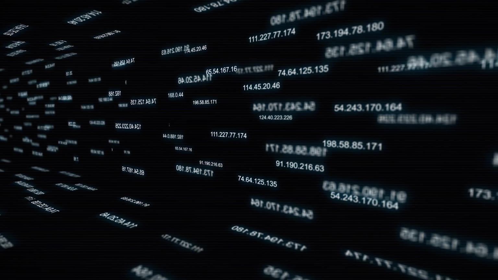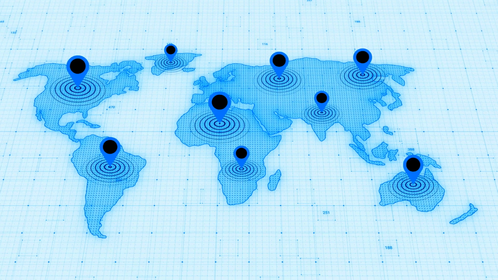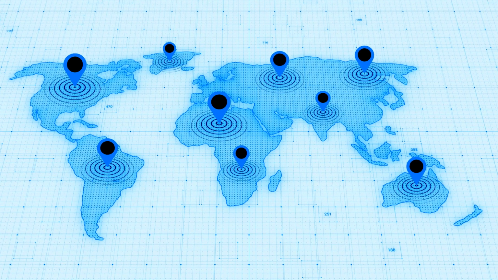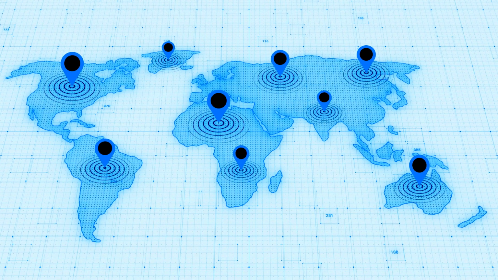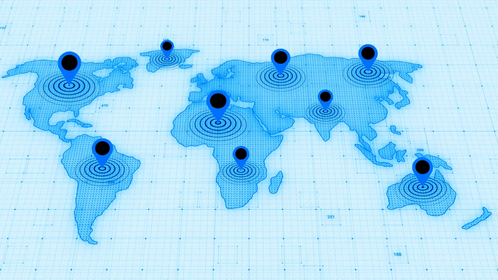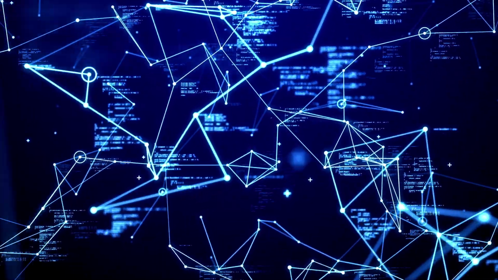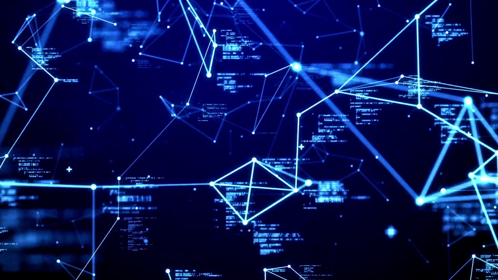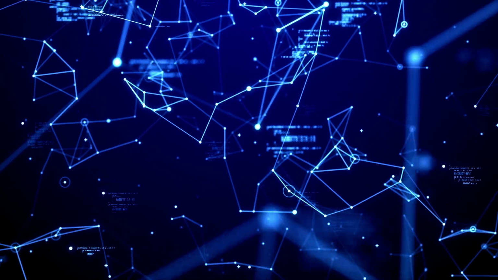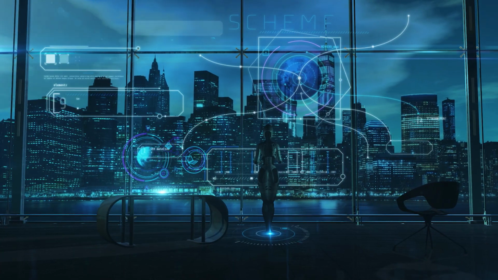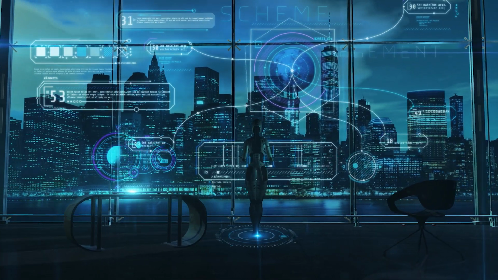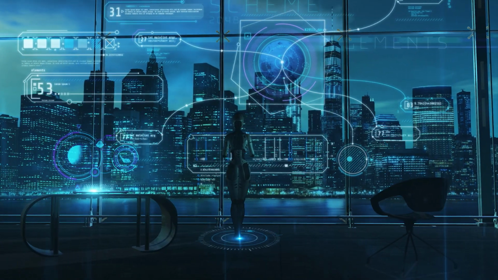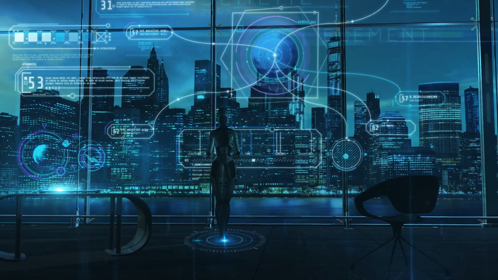Now, why are IP addresses important? They serve two main functions: identifying the device on the network and providing the location of the device. Without IP addresses, it would be impossible for devices to communicate with each other and access the internet. Every device that connects to the internet, including computers, smartphones, and servers, has its own unique IP address.